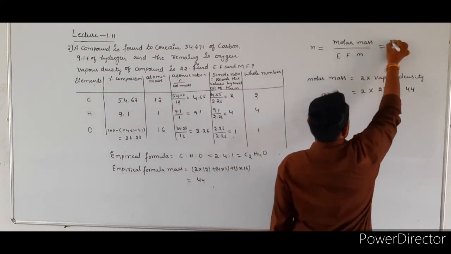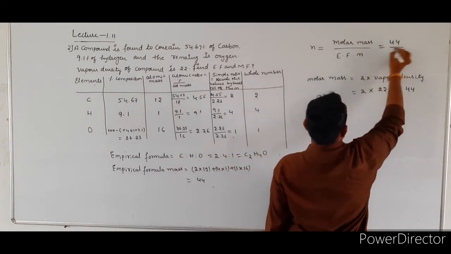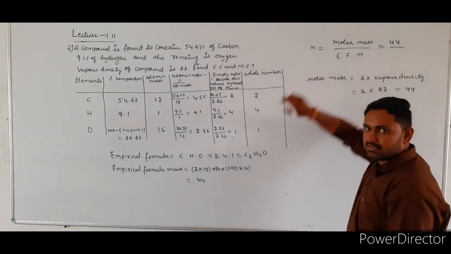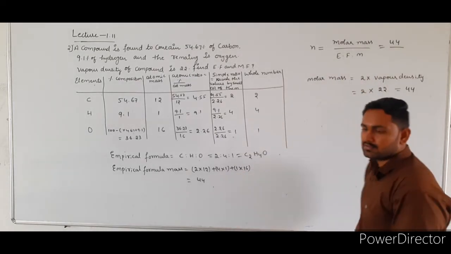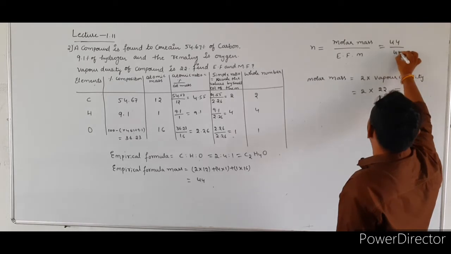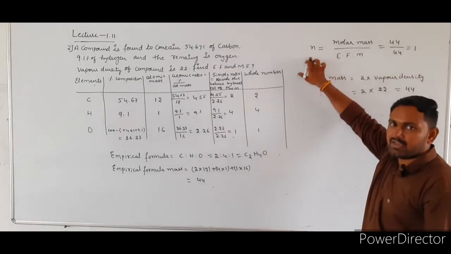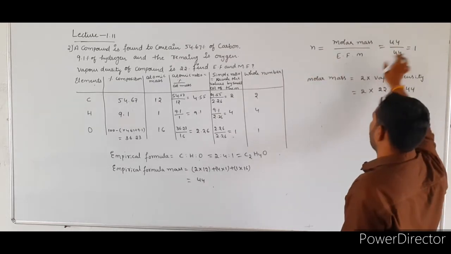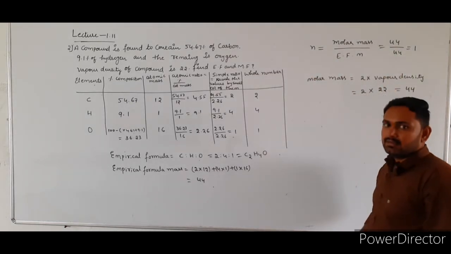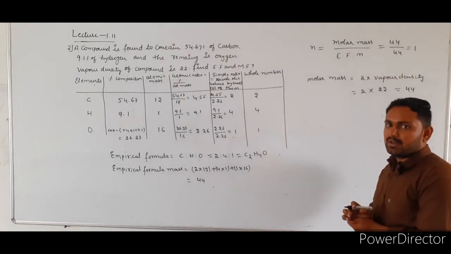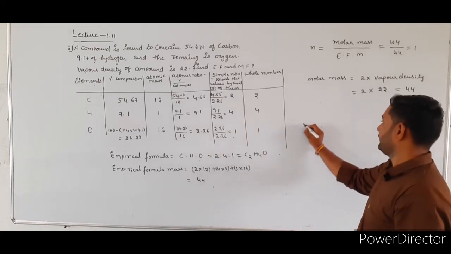Now you substitute here. What is the molar mass? 44 divided by, what is the empirical formula mass? 44. Now divide this, we will get 1. What is the N value? The integer value, that means natural number, is 1. Now you apply the relation between molecular formula and empirical formula.